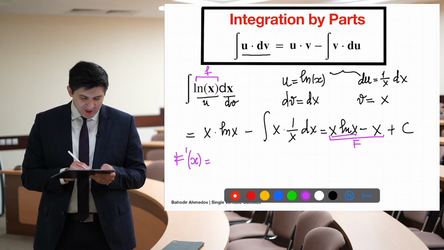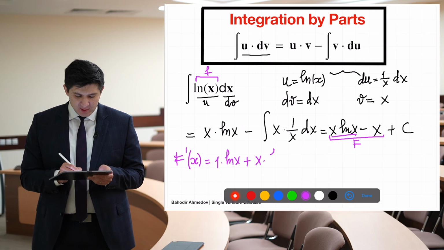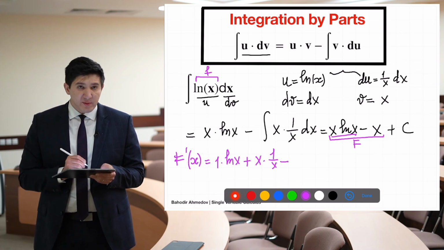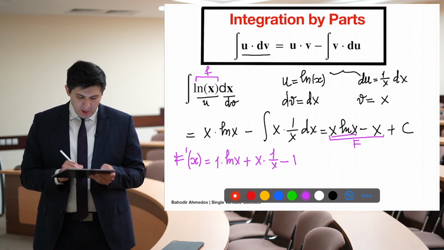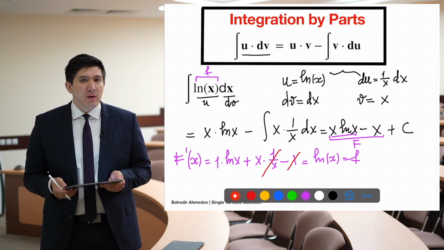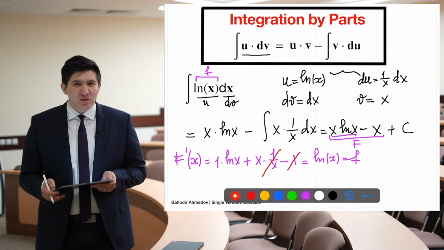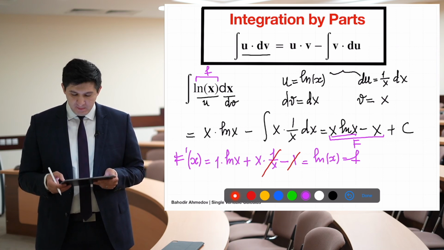Right? So it is going to be 1 times ln of x plus x times the derivative of ln of x, which is 1 over x, minus the derivative of x, which is 1. And you can see here that these two terms are going to cancel out, and you're going to simply have ln of x, which is the small f of x, inside your integration. So this is how and when we are going to use the integration by parts.